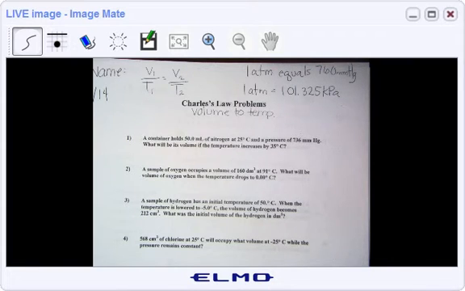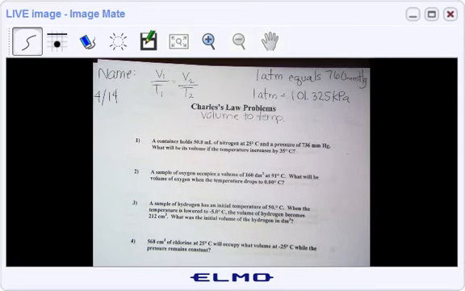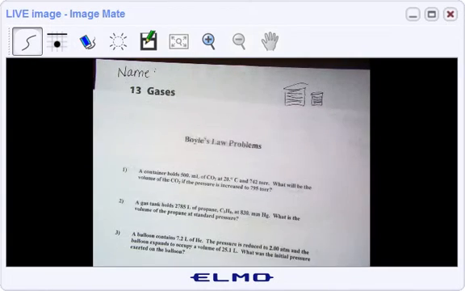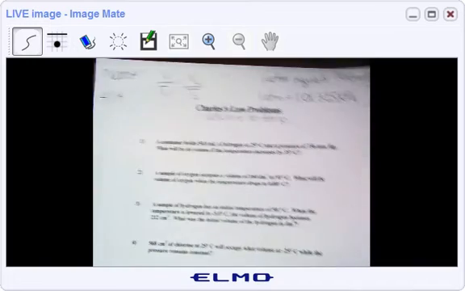Okay, today we're going to be working on some calculations. You will need a calculator to do this worksheet, so please, when you get a second, grab a calculator. We're still covering the gases unit. Today we'll be working on Charles' law and on Boyle's law. We'll start with Charles' law.